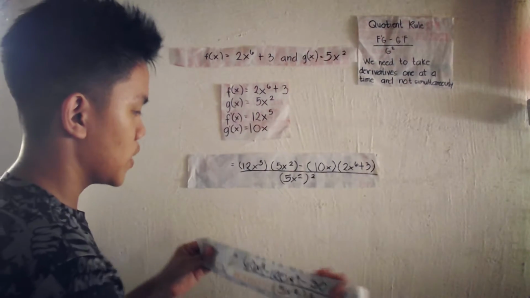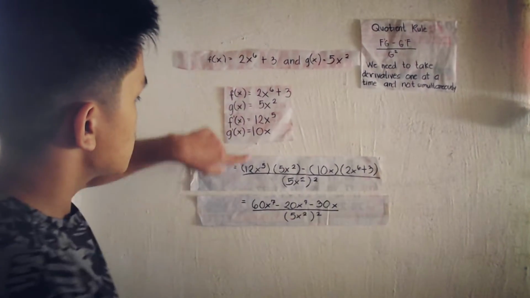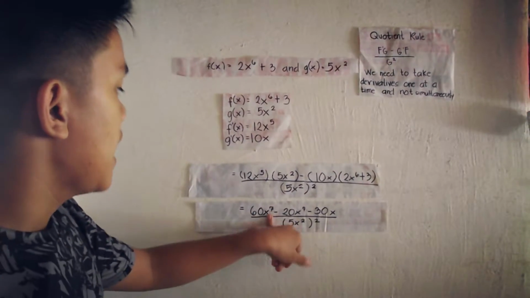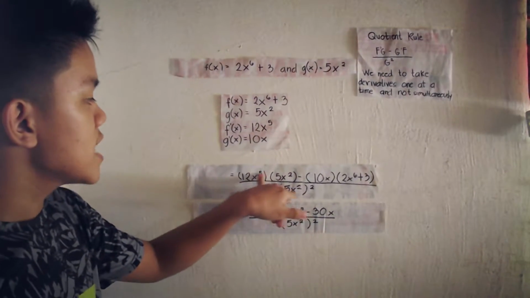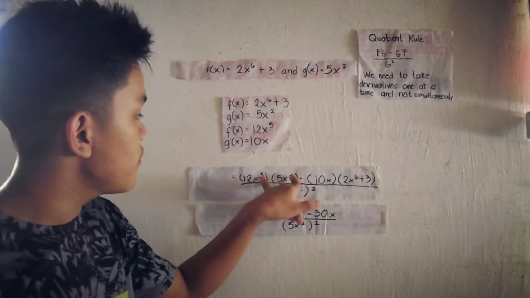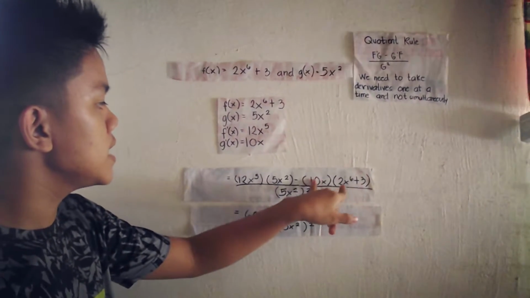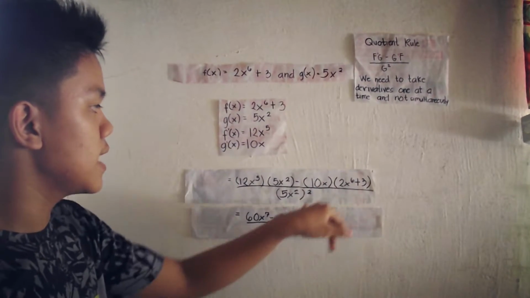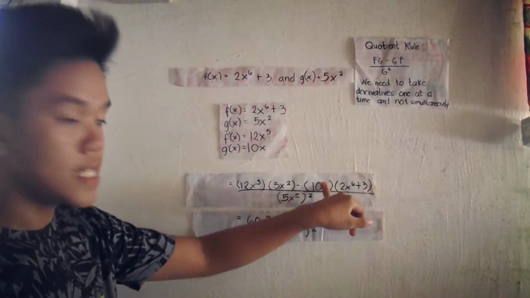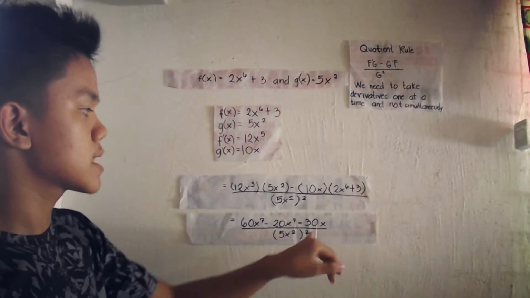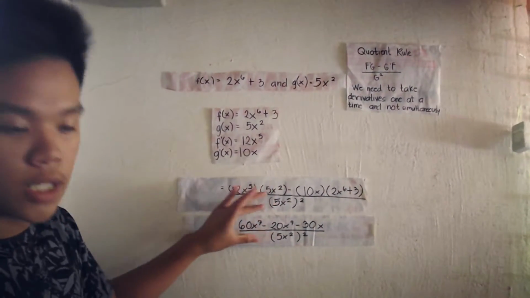To get this, 12x to the power of 5 times 5x squared is 60x. I just add both exponents: 5 and 2 is 7. Next is this part. 10 times 2 is 20. 6 plus 1 is 7. 10 times 3 is 30, and copy x. For the denominator, copy the denominator.